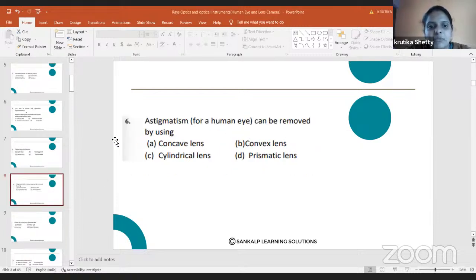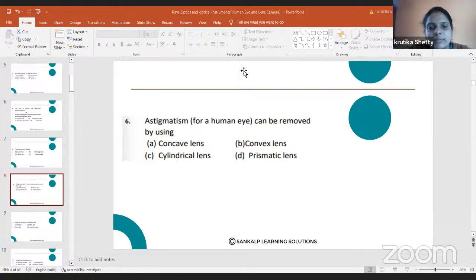Astigmatism can be removed by using. So for a human eye, astigmatism actually occurs due to aging. It is affected by the age factor. Astigmatism can be removed by using concave lens, convex lens, cylindrical lens, prismatic lens. Concave, convex, at least we have discussed.